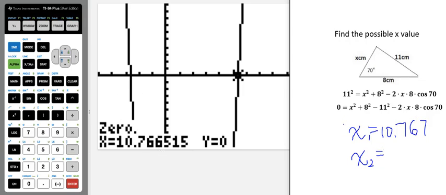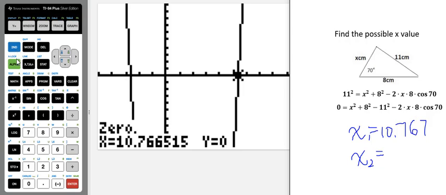Since this is a word problem, x means the length of the side of a triangle. Therefore, x2 is not the solution because it's a negative number. But we just want to practice over here how to use a graphing calculator to get the other solution.